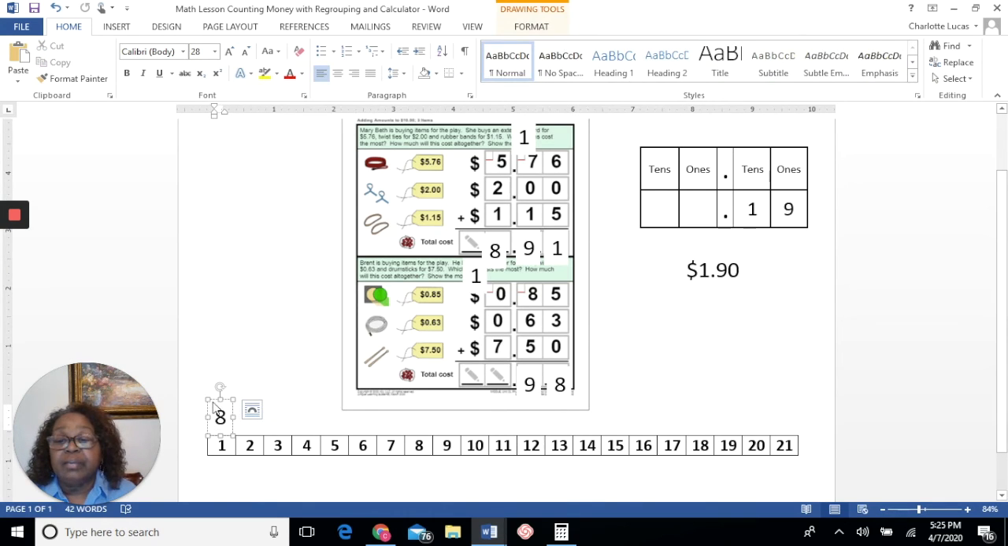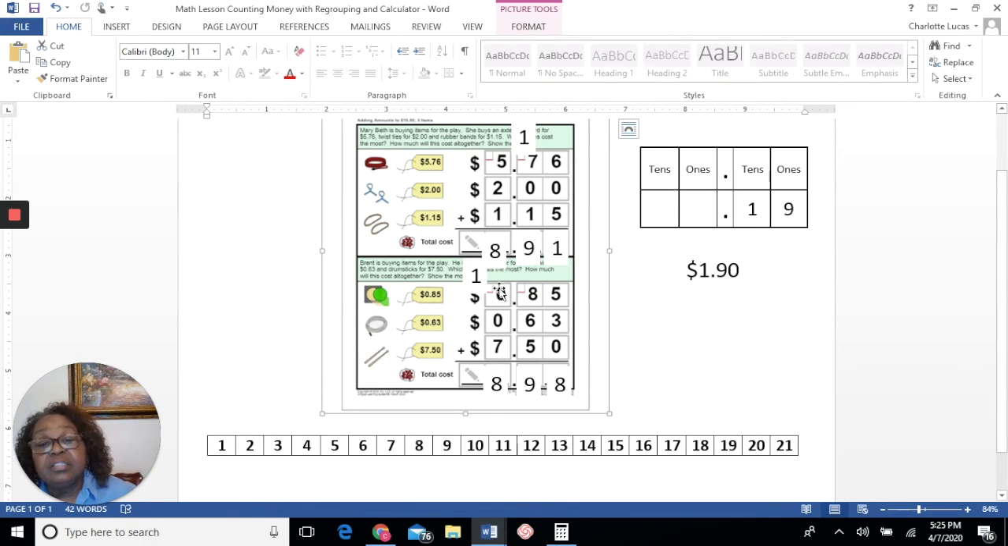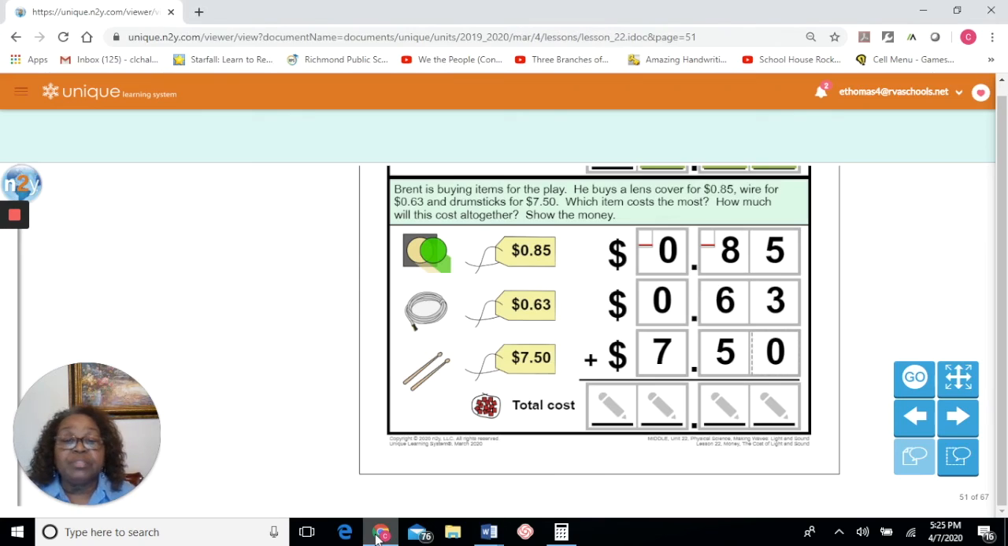I can take my 8 and put it in place on this side, because this is not a 2-digit number. That is a 1-digit number. It has to stay here in place. And we get 898. Let's go to the unique system and see what happens there.